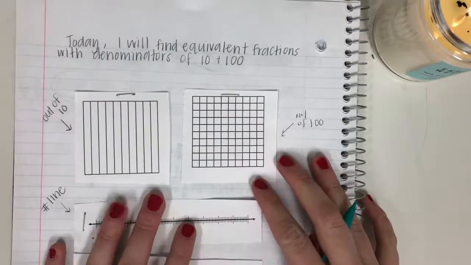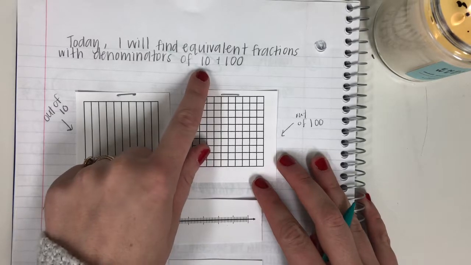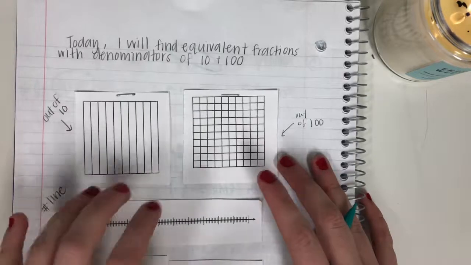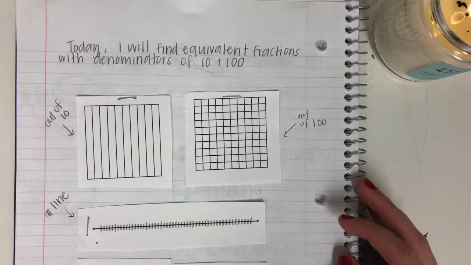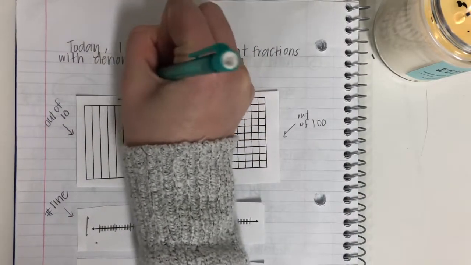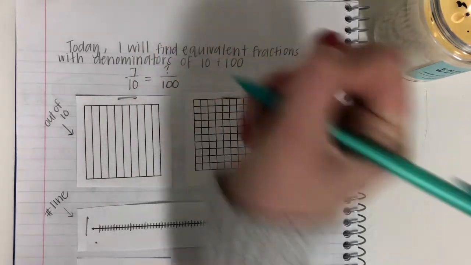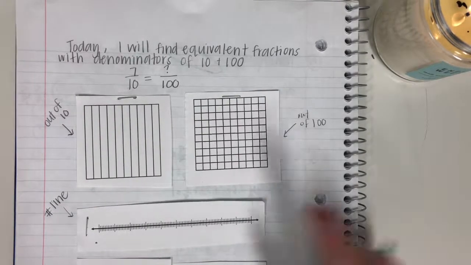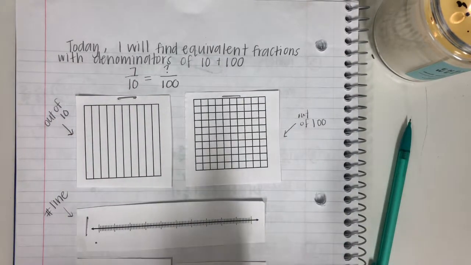So we're going to look at how can we find equivalent fractions if we're just given a denominator out of 10, or if we're just given a fraction out of 100. Okay, so let's look at an example. What if we did 7/10 is equal to what over 100? Remember, equivalent means equal, so they take up the same amount of space, they fall in the same part of the number line.